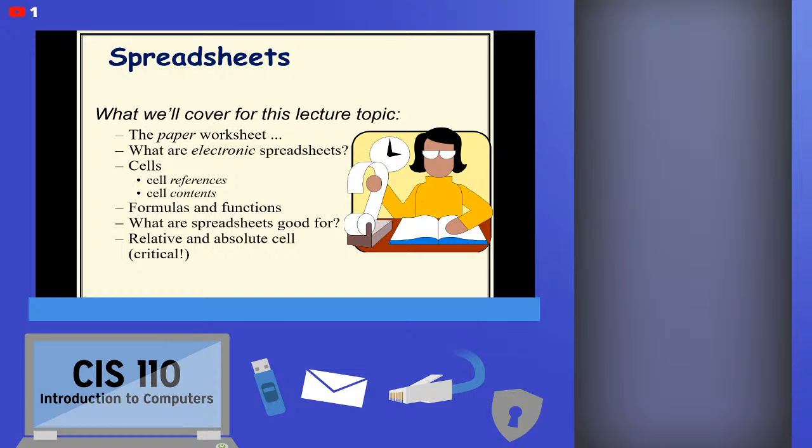This week we're talking about the history of spreadsheets, and that's going to cover where we started with the idea of the paper worksheet, the problems with the paper worksheet, moving into the electronic spreadsheet, and then on into what the electronic spreadsheet can do for us, and the sort of automation and ability that the electronic spreadsheet gives us via cells, via formulas and functions, and the things that spreadsheets are good for, and cell references.